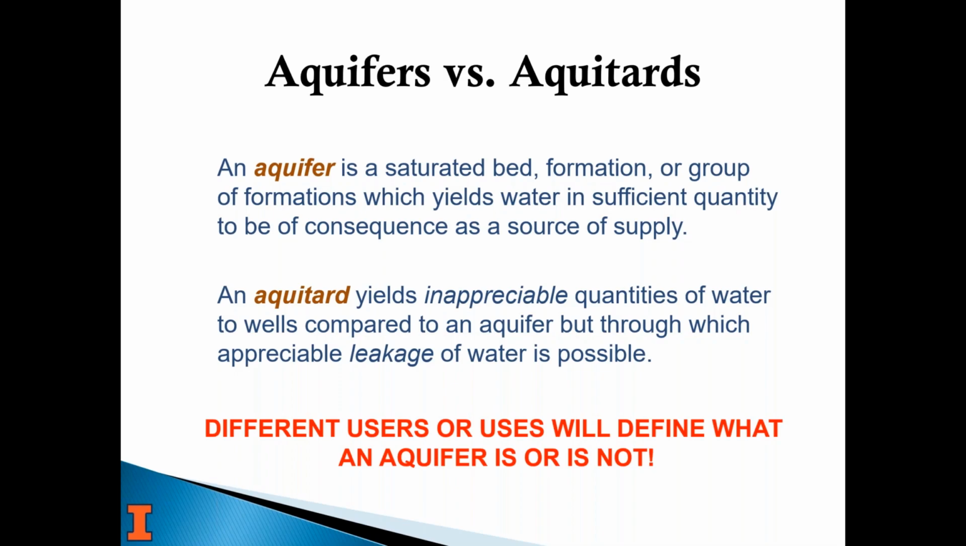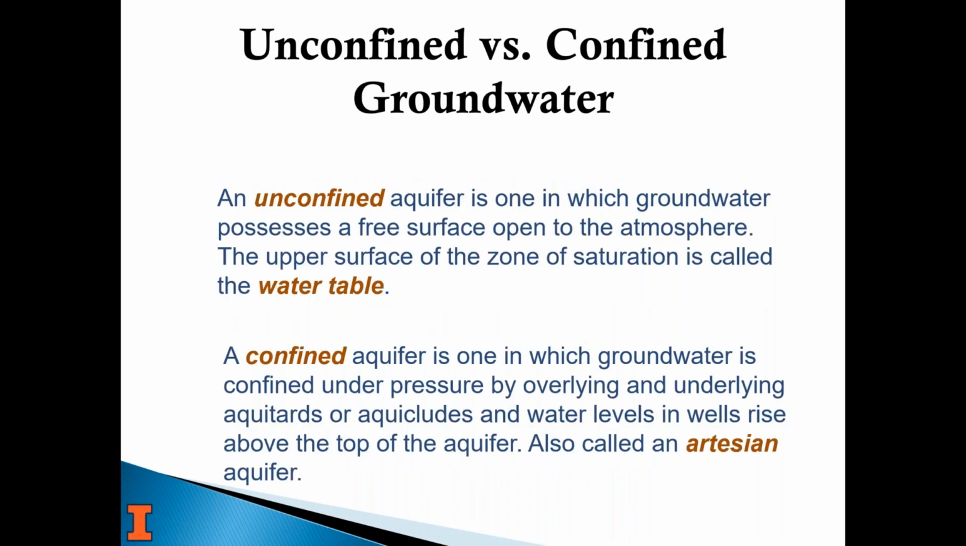Again, different users and uses will define what an aquifer is or isn't. And that's just the party line, if you will. It's not that practical for all of us to use every day. More common terms: you know what the aquifers are in your area, as well as where the layers of aquitards are. As far as confined versus unconfined, an unconfined aquifer means it's not under pressure, so it has a free surface.